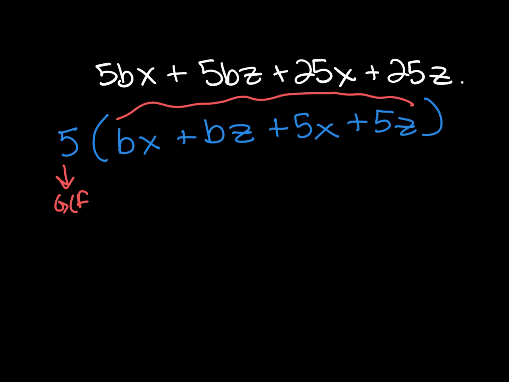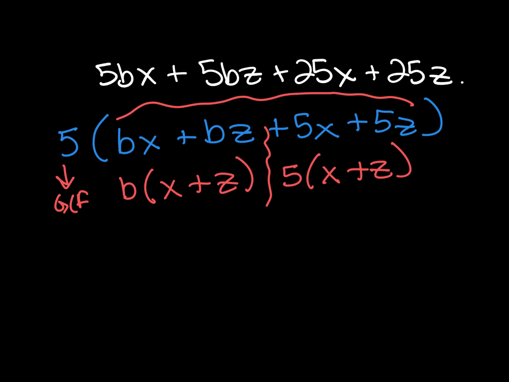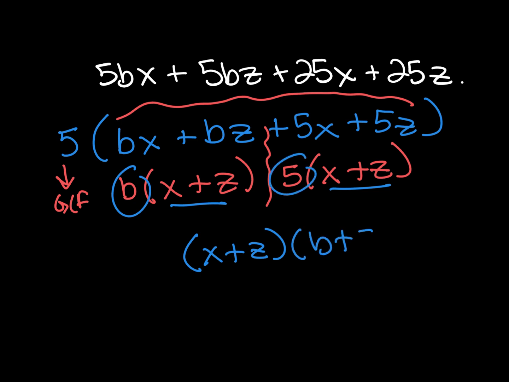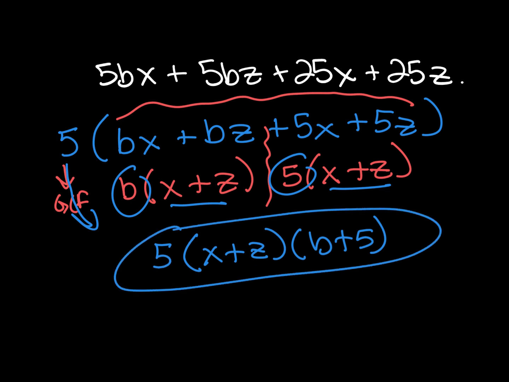So I'm not even going to do anything with that 5. But I am going to split the remaining problem in half. I have a b here, so I'm left with x plus z, and I have a 5 here, and I'm left with x plus z. When I compare the two sides, they both have x plus z. What's left? B plus 5. And then I'm going to bring that 5 down that we took out in the beginning because it is part of the final answer.